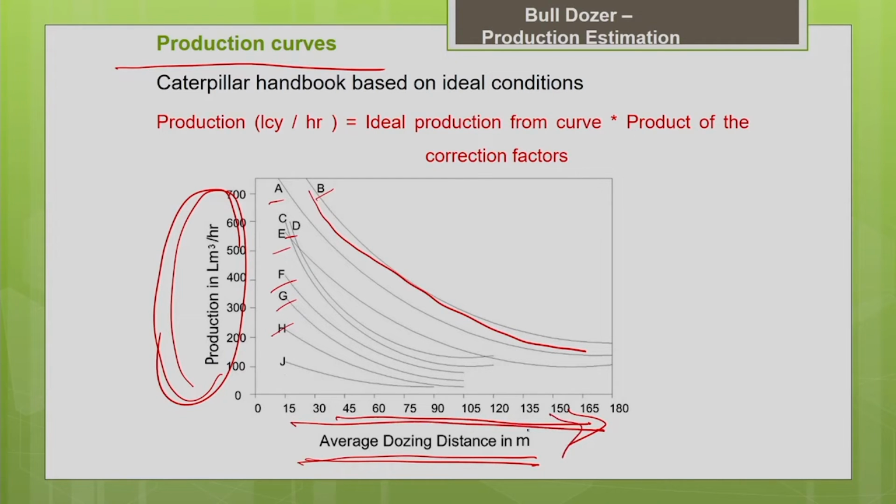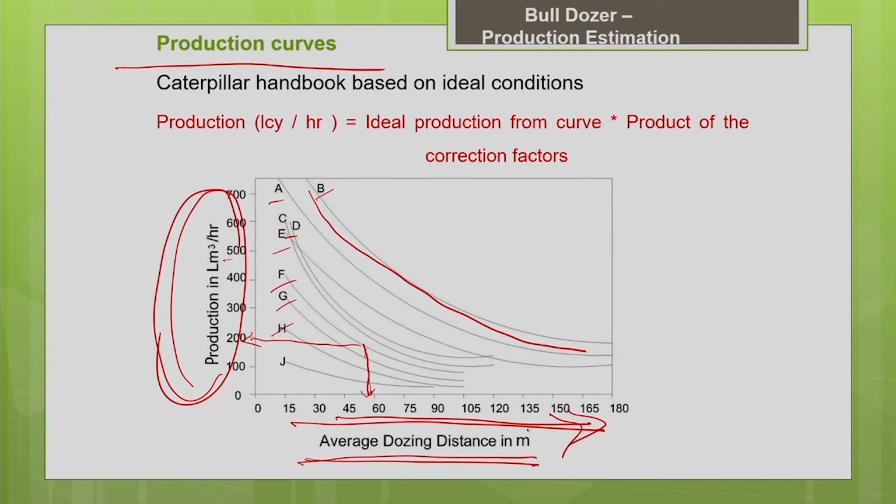So, if you know your equipment model number, you refer to the appropriate equipment handbook, look for the appropriate model number and choose the production value directly. If you know the dozing distance, say the dozing distance is 60 meter and the model number is say F, you can directly calculate the production value. You can choose the value from these curves directly.